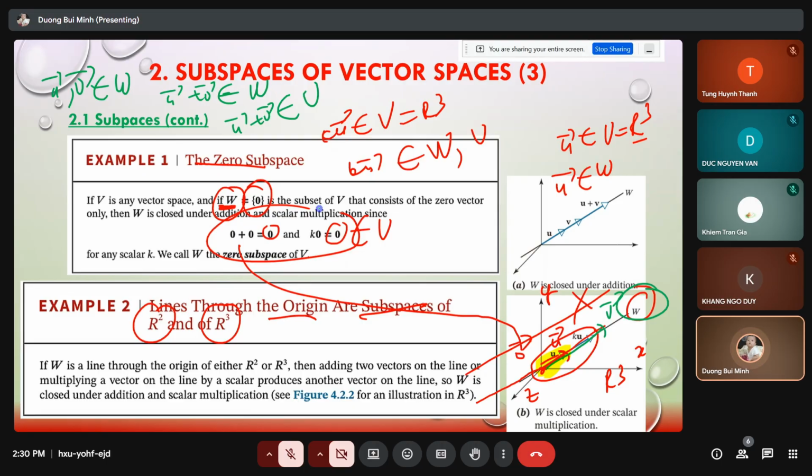So now we have the general observation: any line or surface that goes through the origin will be a subspace. Okay? Any questions so far?